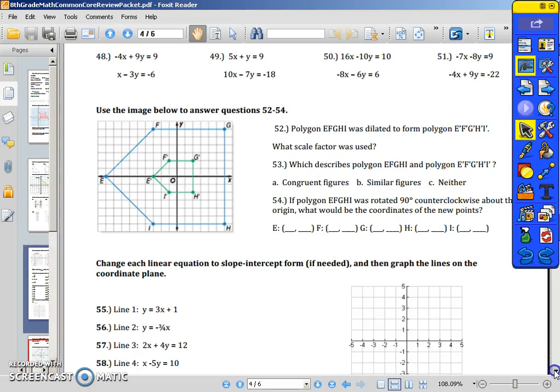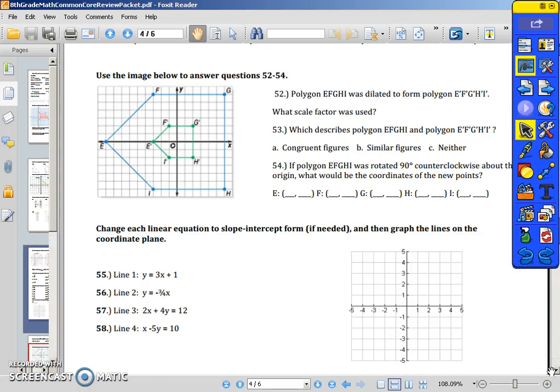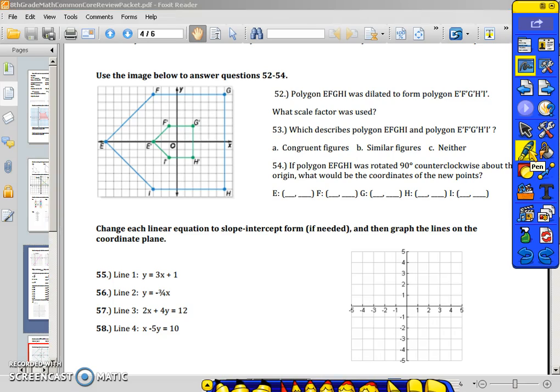Alright, for 52 through 54, we're going to use this polygon. Polygon EFGHI was dilated to form polygon E prime F prime G prime H prime I prime. What scale factor was used? Well, let's use -3, +6. Let's go ahead and label all of these.